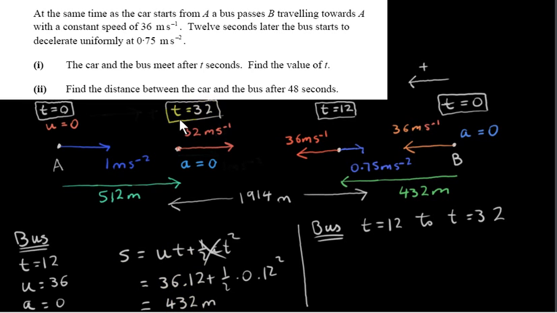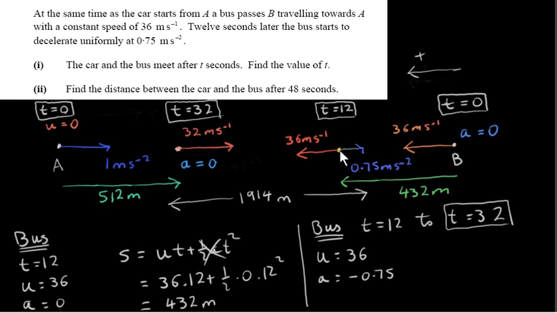Now we know where the car is at t equals 32 seconds. We know it's 512 meters from A. We're interested in where the bus is at t equals 32 seconds. We know where it is at t equals 12 seconds. It's 432 meters from B. So we want to see where both car and bus are at the same time, namely at t equals 32 seconds.